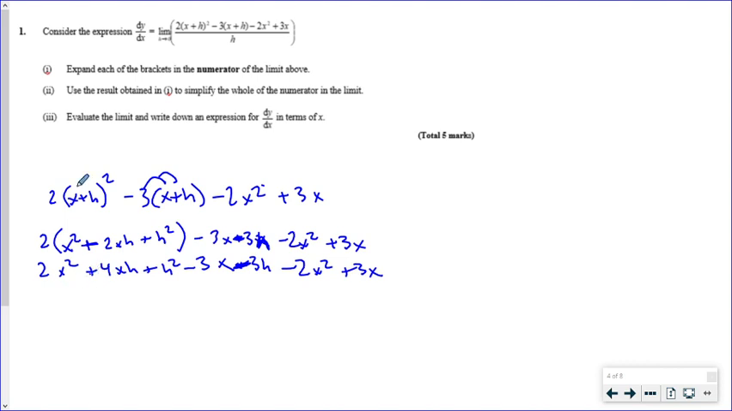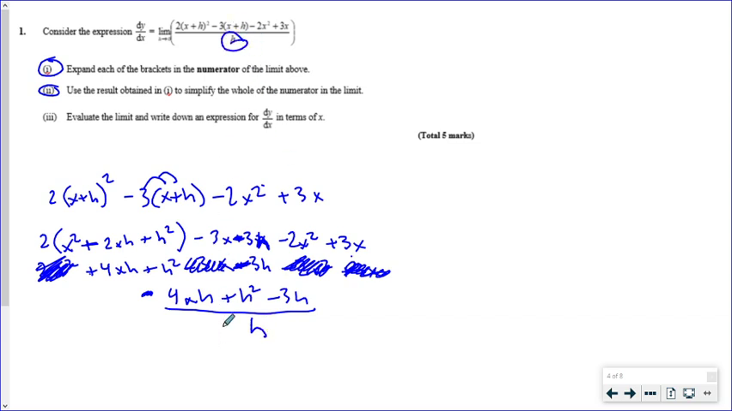All right, so now that's part one. Part two is to simplify this now. So I can cross out this because 2x squared minus 2x squared is 0. Then I have, oh look, negative 3x plus 3x cancels out. And on the numerator, all I'm left with is 4xh plus 2h squared minus 3h. And so now it's all over h.